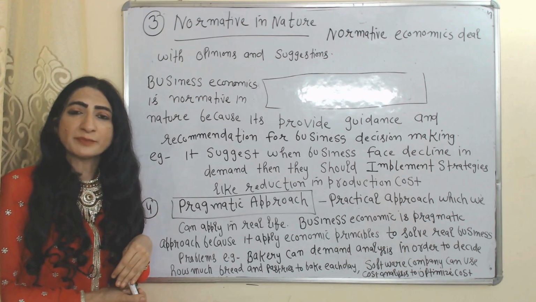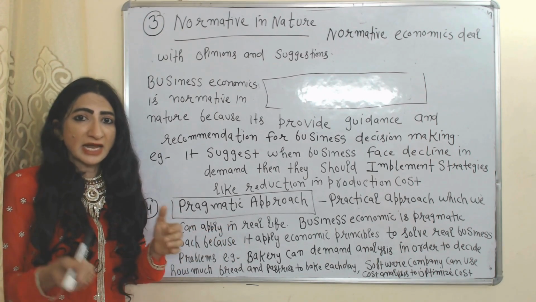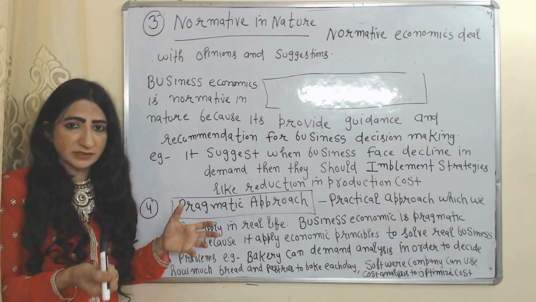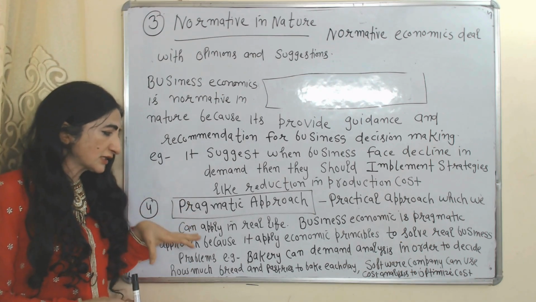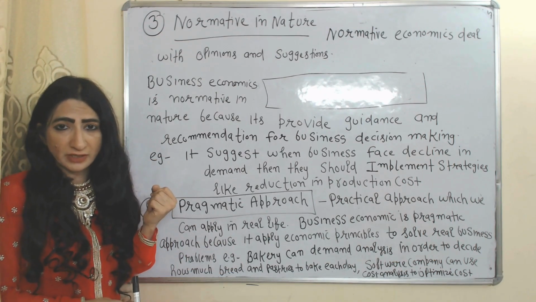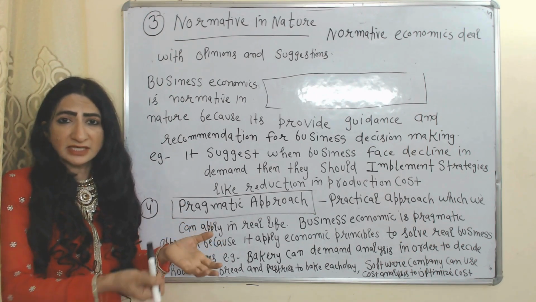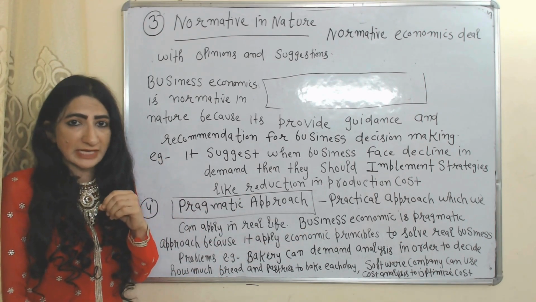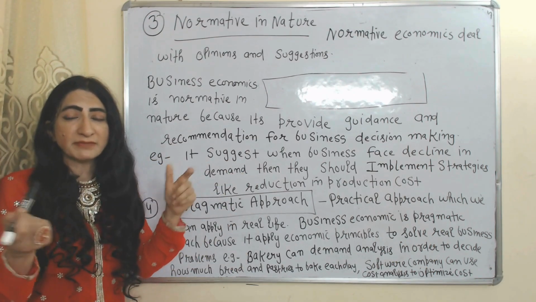Pragmatic approach. Business economics is a pragmatic approach. Pragmatic approach means a practical approach which we can apply in real life. And business economics is a pragmatic approach because we can use business economics in order to solve real business problems. For example, a bakery can use demand analysis, which is a concept of economics, in order to decide how much bread and pastries they need to bake per day. Similarly, a software company can use cost analysis, which is also a famous concept of economics, in order to optimize their cost.